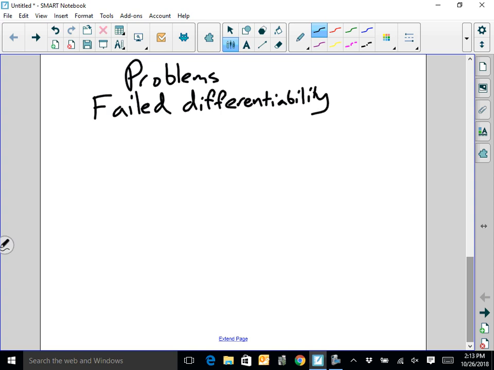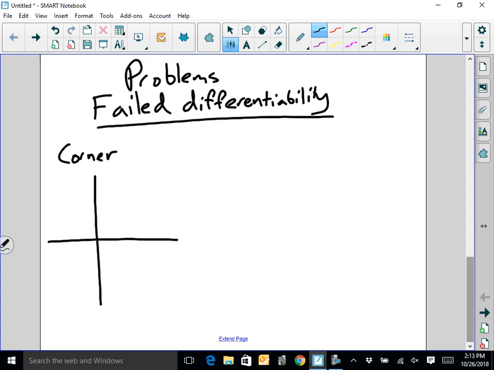One type of thing is a corner. So if we have a corner, like let's say we graphed this function. If I graph this function, the absolute value of x minus 2 plus 2, right? That's the graph of the absolute value of x. It's shifted right 2 and up 2. I shifted it just so we can see this a little bit better, so it's not right at the origin. This graph would look something like this.